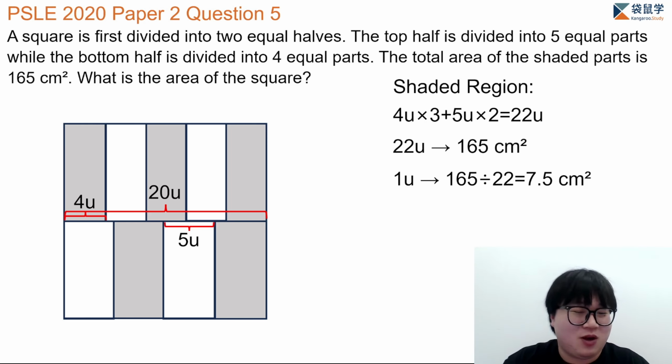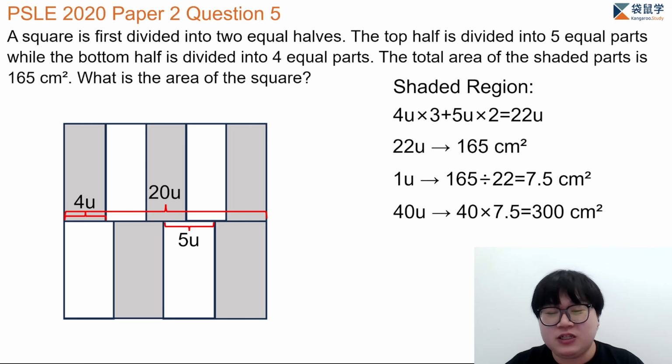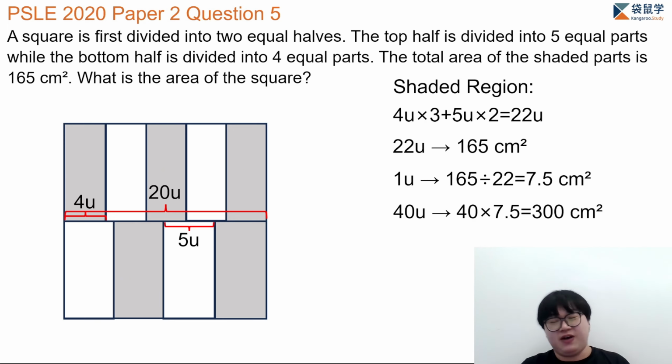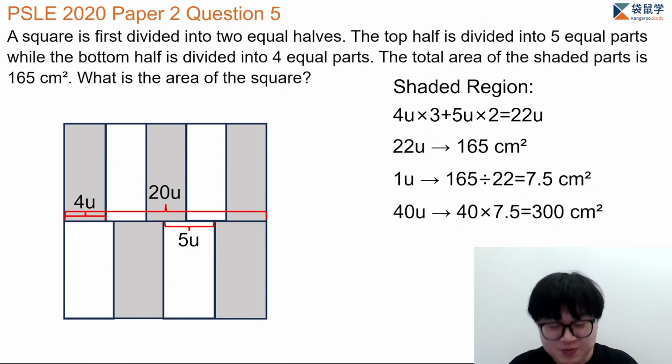How do you get 40? Oh, 20 times 2. So 40 units will be 40 times 7.5 equals 300 centimeters squared. So this is the answer for this question, and this is just the first method. So let's see what the second method is to solve this question.